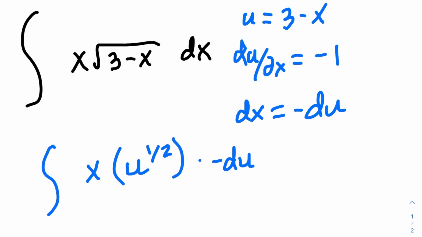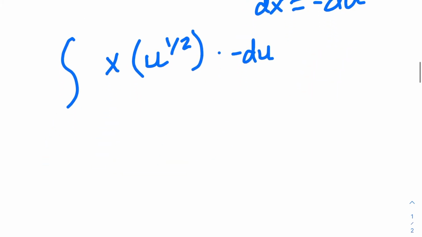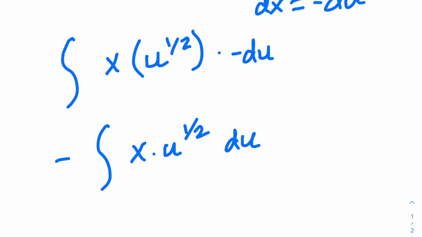And we can pull out the negative, and so we have a negative integral of x times u to the 1/2 du. All right, so this one looks a little different because that x didn't cancel out with anything, and we can't integrate in terms of du if we have an x in there. So let's see if there's a way for us to get everything in terms of u.